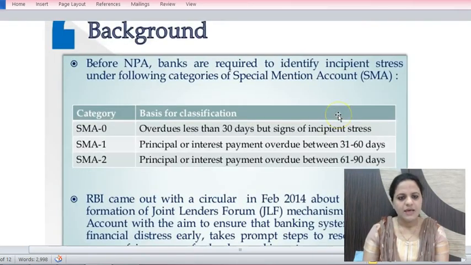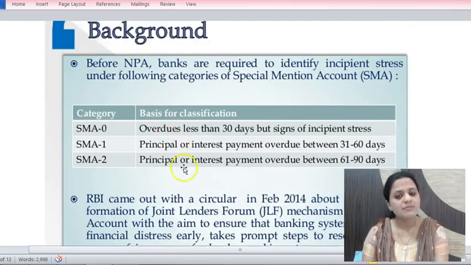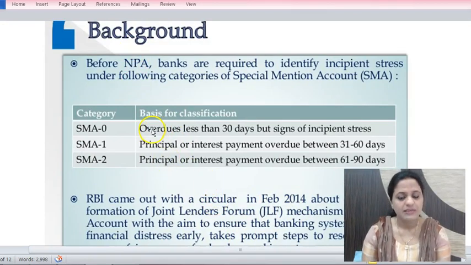Then next is the Joint Lenders Forum mechanism. It was set up in 2014. You can see that this has been done because before an NPA, a non-performing asset, is generated, steps need to be taken to ensure that it does not become an NPA.